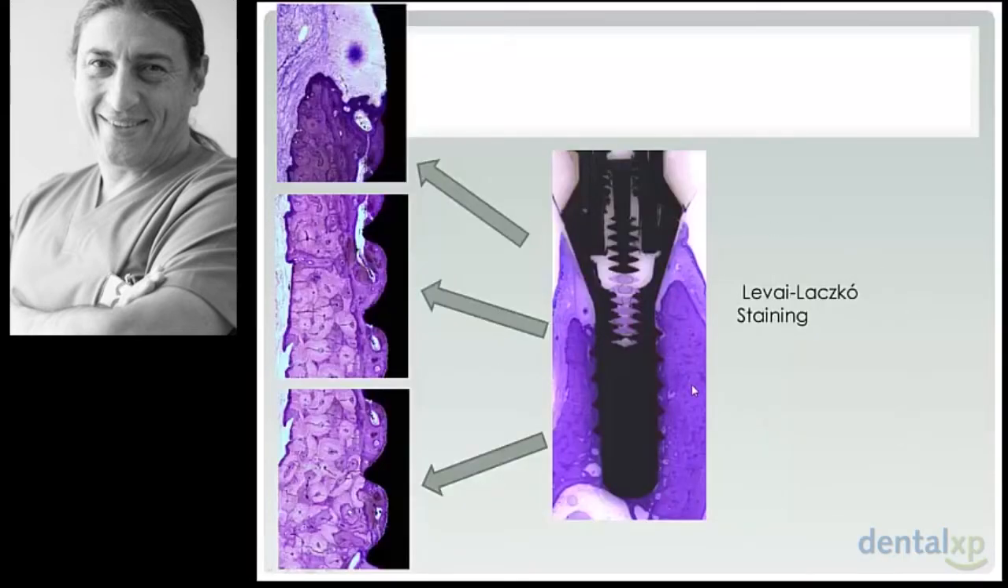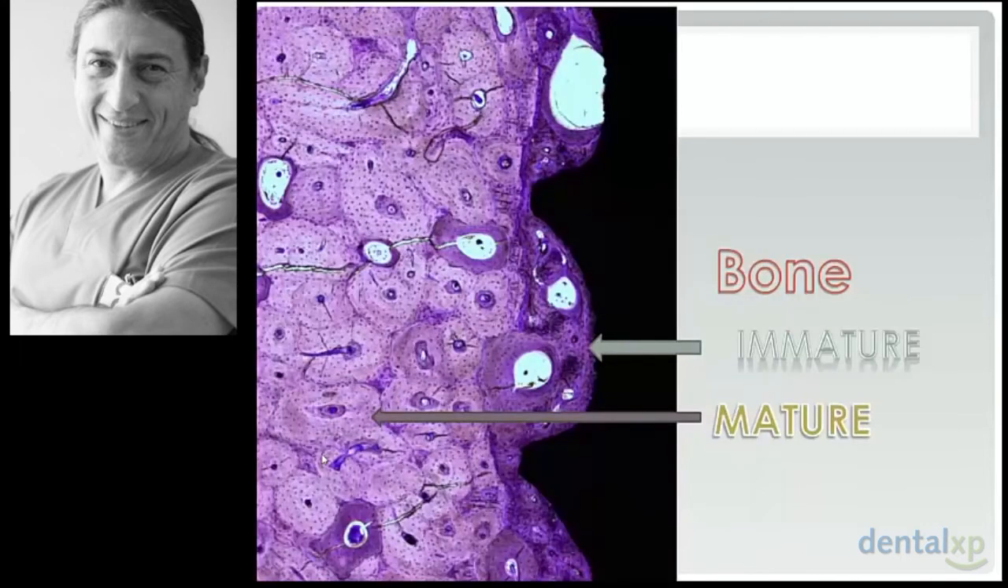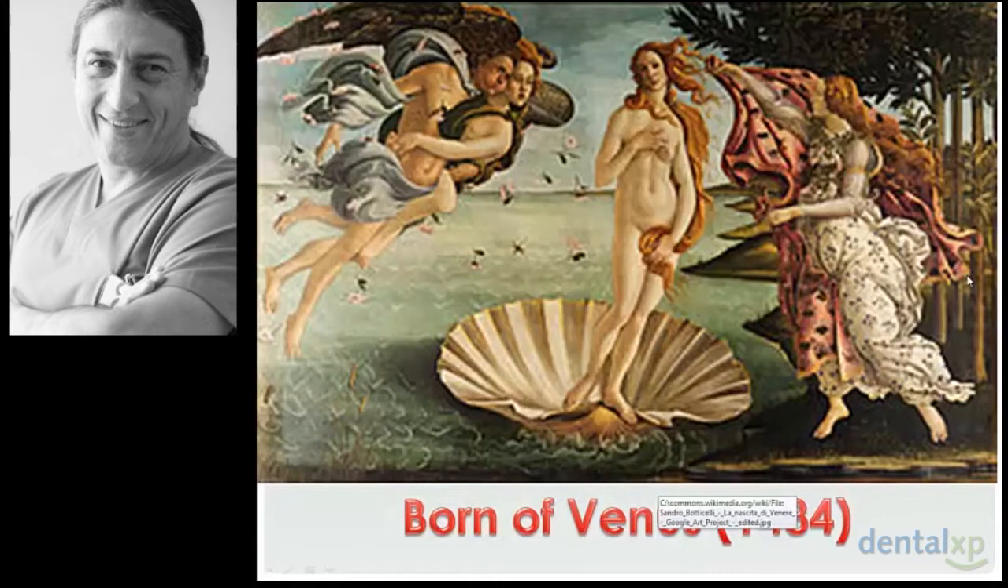In this staining, we can see the composition of thick bone that forms the buccal aspect of our socket. We can see there is dense bone, here immature, and here you can see the mature bone. But you can see the osteons here, primary osteons, secondary osteons, and in the center we are going to see the Haversian canals. This is important.